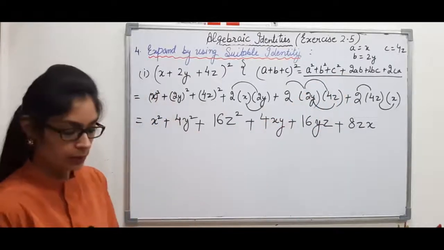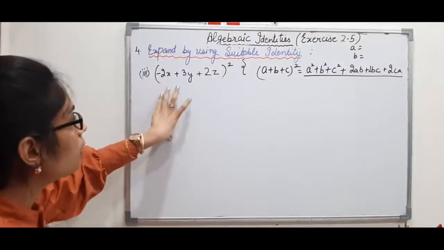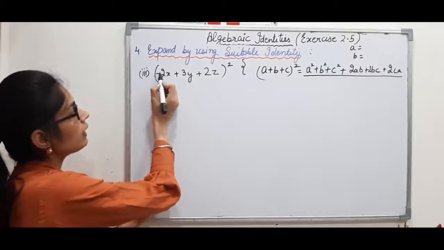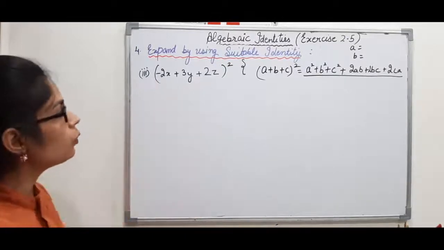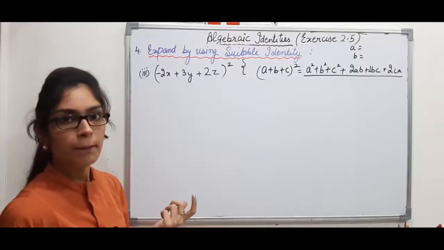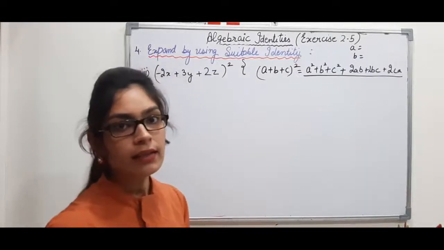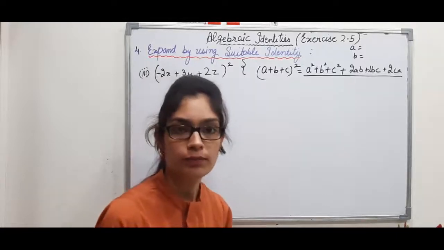Now let's do the next part. So now I am doing the third part. In the third part, see the expression, there are 3 terms, but the minus sign is there. See, minus 2x plus 3y plus 2z whole square. So the whole square of 3 terms means we have to use this identity. This is the same identity, but we have to be very careful with the signs.